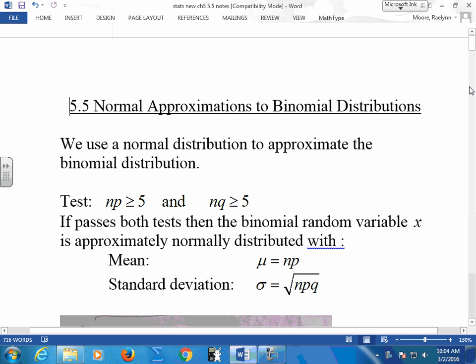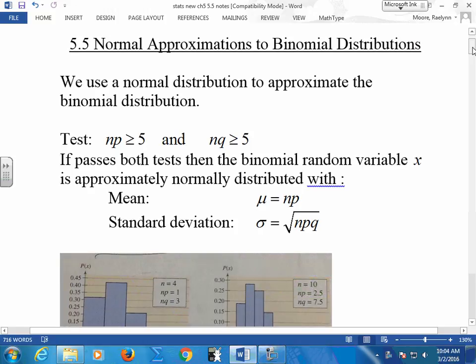Okay. Hopefully this is where we are. All right. It has to satisfy these two tests. It has to say n times p, and what does n represent? Sample size.